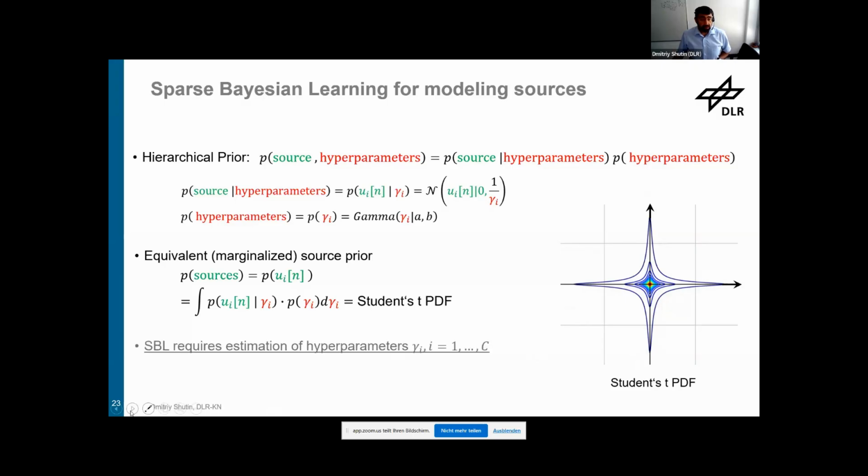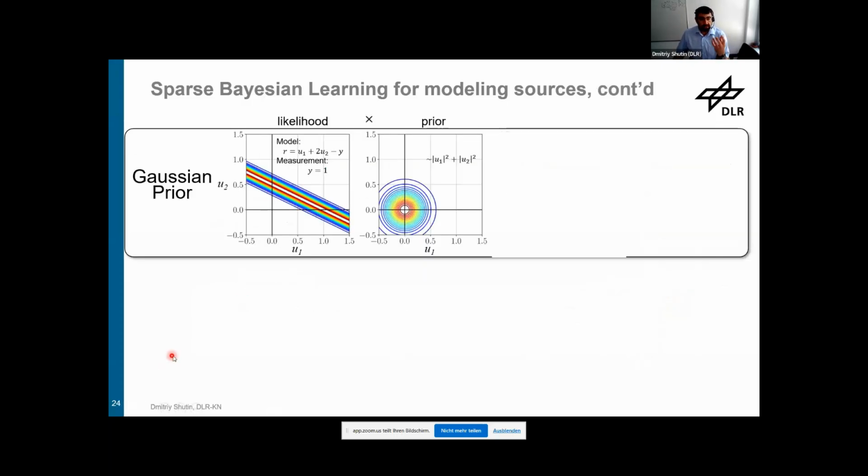The difficulty is, of course, that we have these extra parameters that we need to estimate. But let us look at an example that will highlight what happens here. Imagine a very simple estimation problem, right? You have a linear model, and you are trying to estimate parameters U1 and U2 given some measurement. If you just plot the model, you would see it's just a line in the parameter space with U1, U2. And we are trying to identify these parameters U1 and U2 based on the measurement.